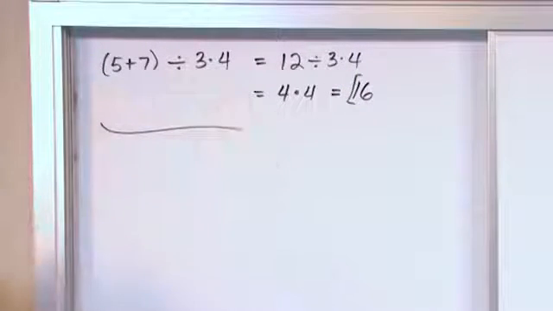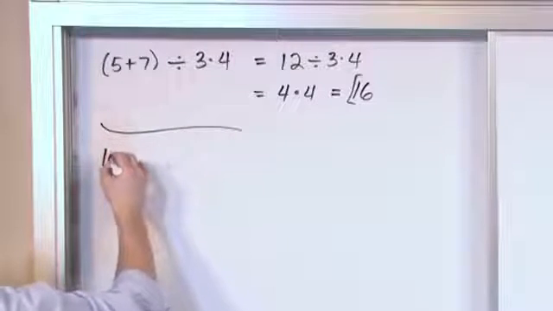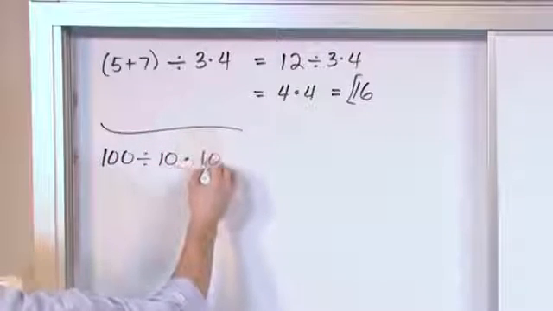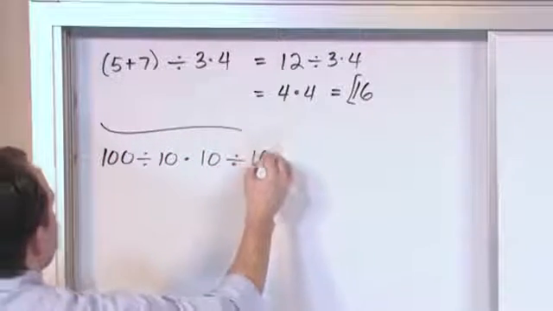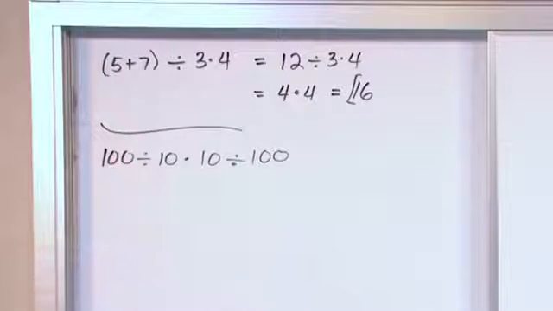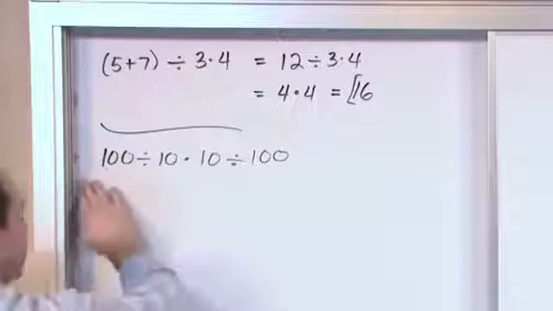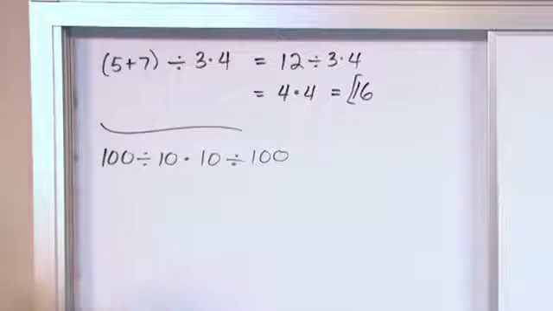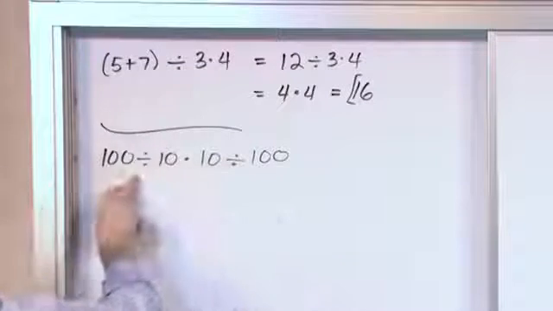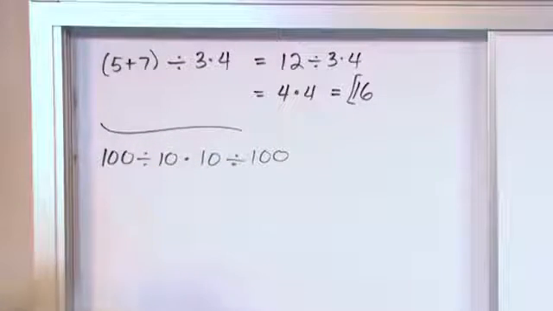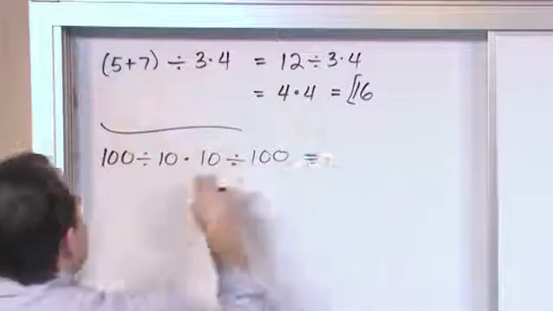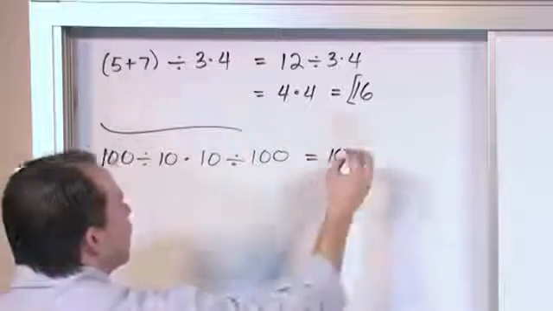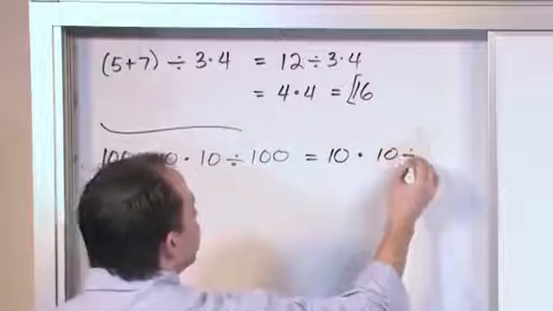All right, what if we have something that looks complicated but really isn't? 100 divided by 10 times 10 divided by 100. It looks really complicated, but you just go through it. Check for any parentheses. We don't have any. Check for any exponents. We don't have any. Check for multiplication and division. We have lots of multiplication and division, so we do them all left to right on the same level. 100 divided by 10 gives us 10. I have to carry the rest along for the ride. I haven't done anything with that.